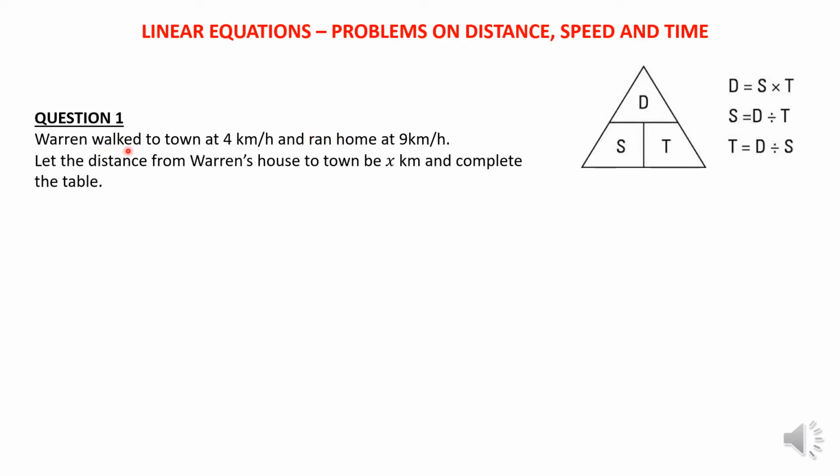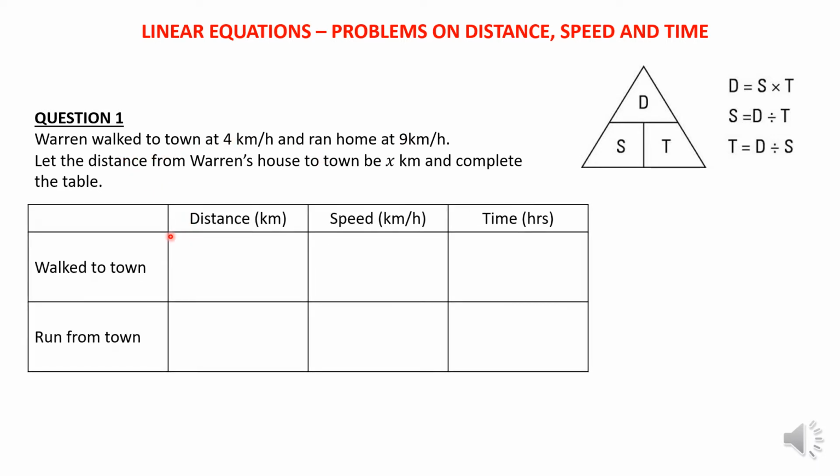Right, so here we've got Warren walked to town and the speed is given as 4 kilometers per hour, and then he ran home at 9 kilometers per hour. So walking and running. Now you must understand whenever he walks, he's a bit slower than when he runs. So that is why the speed in kilometers per hour is higher here than the speed when he walks. And the distance we don't have, so I just let it be x as indicated by the question. Now to find time, you divide the distance by speed. So it's going to be x over 4 and x over 9 respectively.